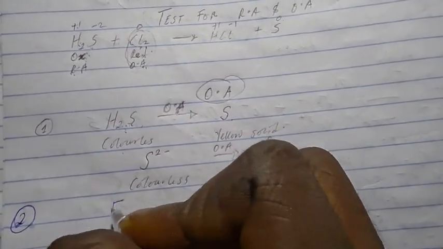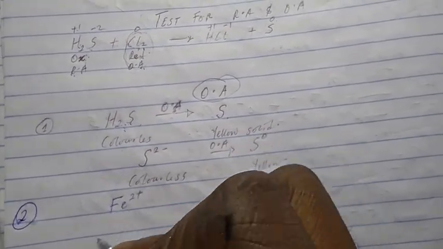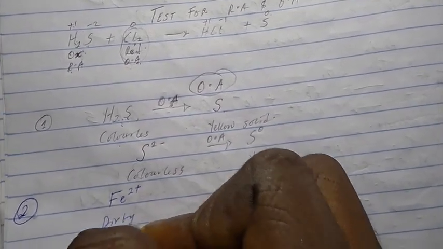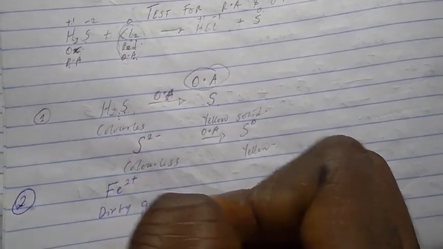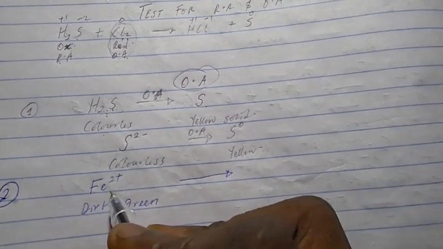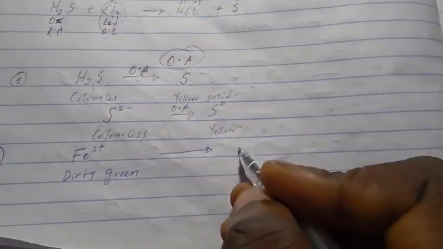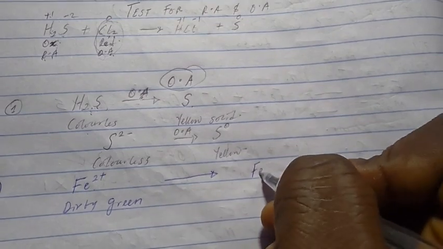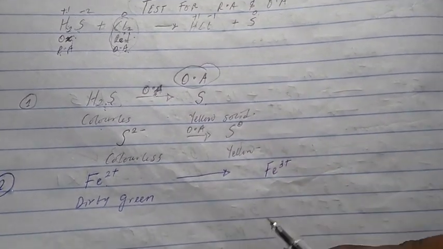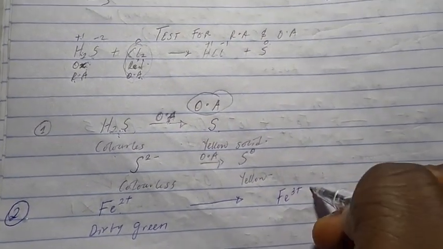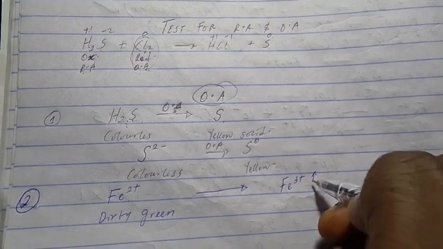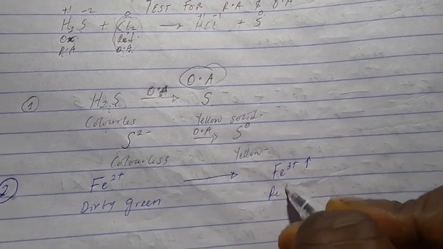Let's take Fe2+. Fe2+ is normally dirty green. But now I want to change it from Fe2+ to Fe3+. That means that if I'm changing it to Fe3+, what has happened? Oxidation number has increased. So if oxidation number increases, then this guy has undergone oxidation. Then you expect me to see a color change. Fe2+ is dirty green, but Fe3+ is reddish brown.